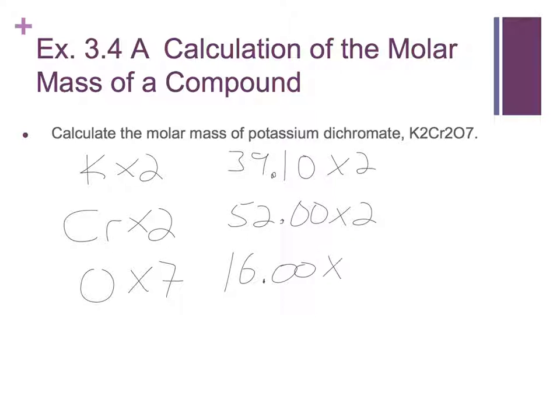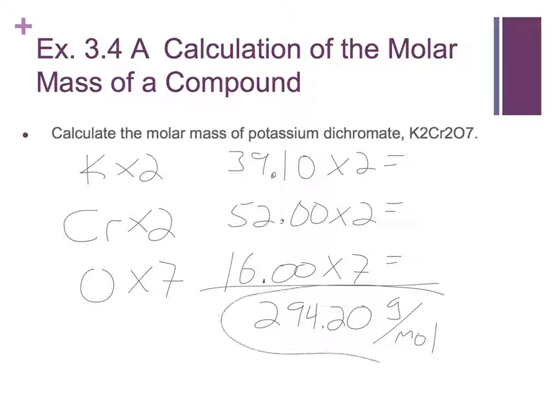You're going to start to memorize some of these the more that you go, times 7 of those. Add all of those up. You're going to get 294.20. Units on this are grams per mole. Okay, this is not something you generally have to show your work for. You're going to just be calculating molar masses very quickly moving forward because we're going to use them in stoichiometry problems.